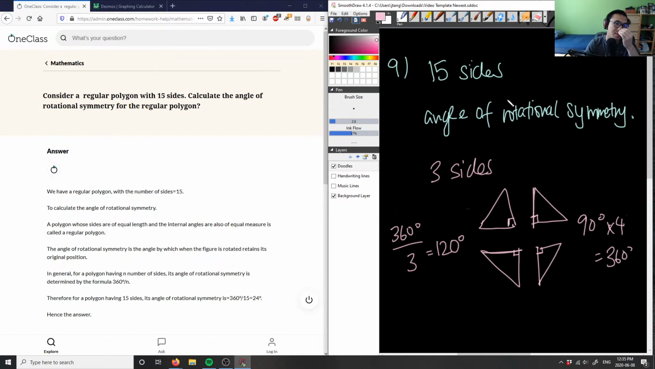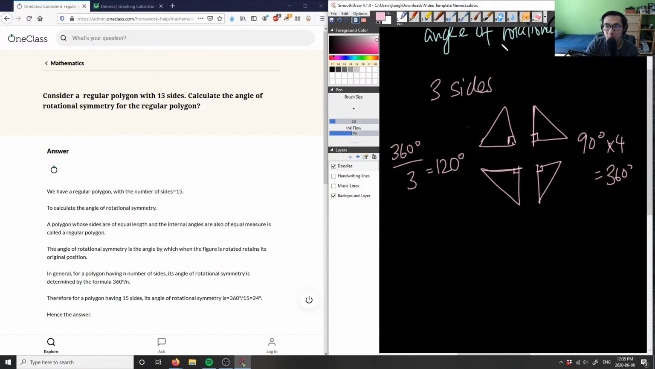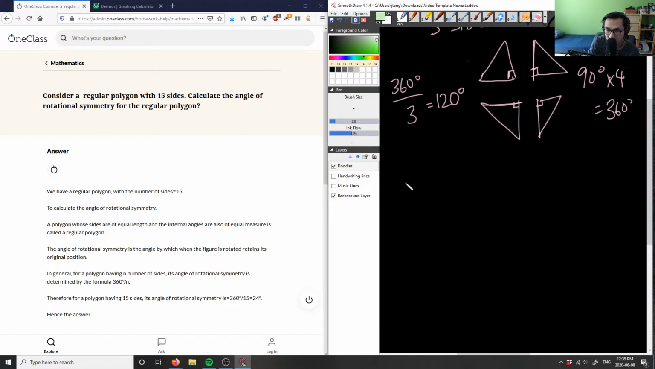Now, for a shape with 15 sides, we can simply apply this formula, right? So we have 360 degrees divided by, well, how many sides do we have? A polygon with 15 sides, so n here is going to equal 15. So what's 360 degrees divided by 15? This is going to give me 24 degrees. So that's going to be our angle of symmetry.